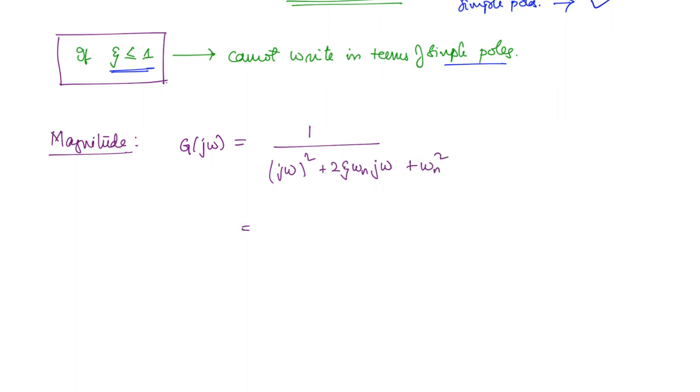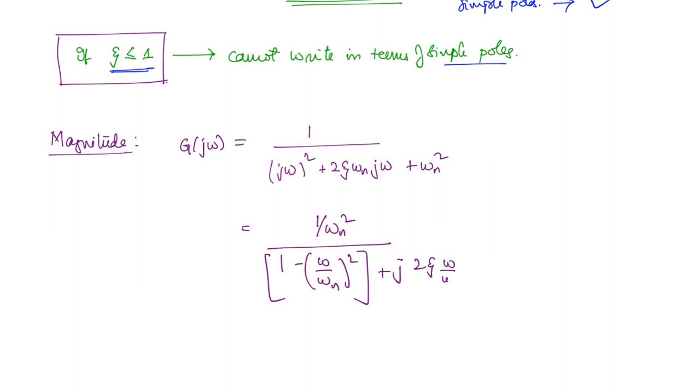So this you can rewrite as 1 by omega n square divided by 1 minus omega by omega n whole square, the real parts you will write together, plus j 2 zeta omega by omega n. So this is a constant term now, right? For now we will ignore it. The constant term can be separately plotted and then added along with the magnitude plot of this. So right now we will discuss only the magnitude plot of this quadratic pole.